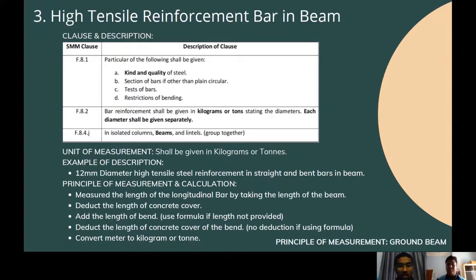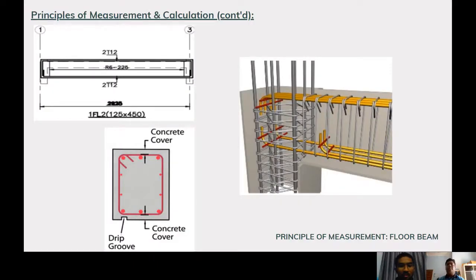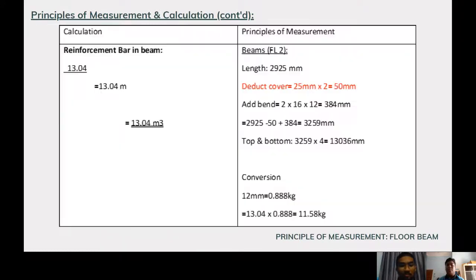For the example of description, I use a 12 mm diameter high tensile steel reinforcement in straight and bend bars in beam. The principle of measurement and calculation is the same as I've stated in the ground beam. Here I want to show you the concrete cover, and the yellow one is the reinforcement bar. Next.